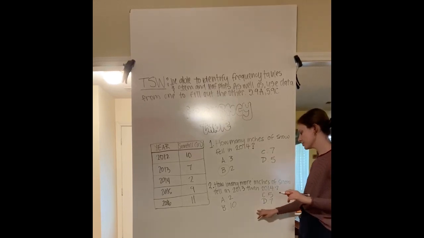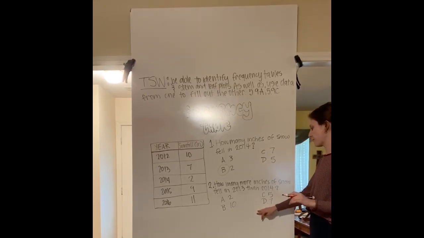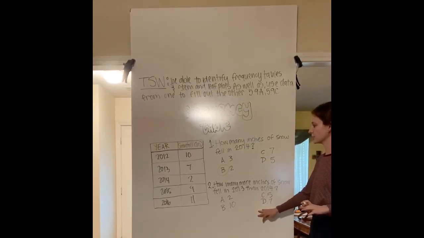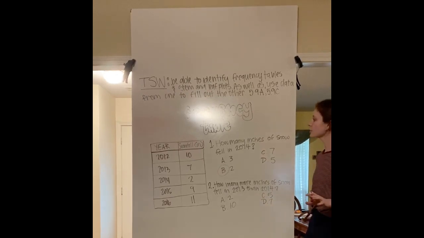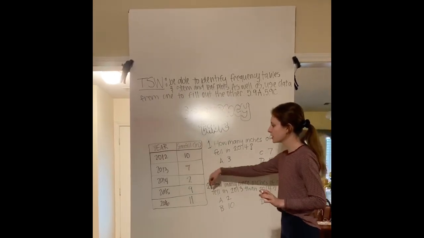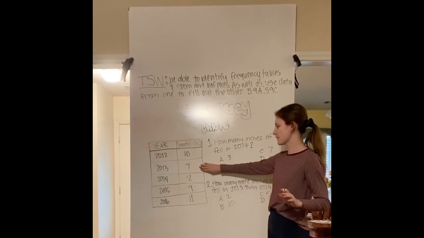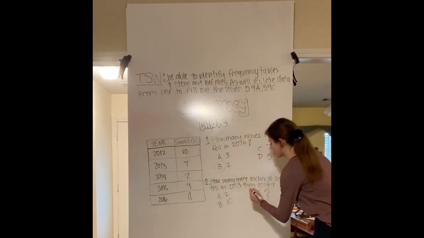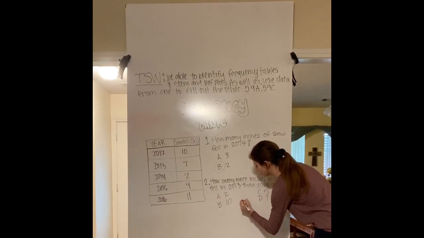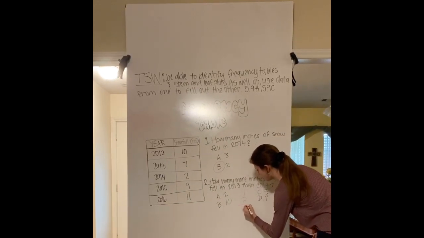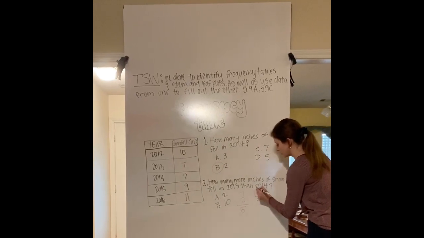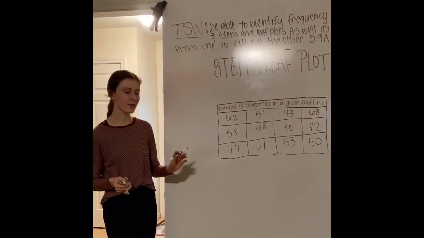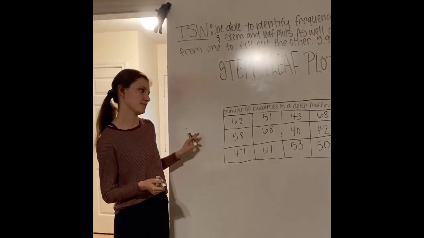And for number 2, how many more inches of snowfall fell in 2013 than in 2014? So let's go back to our frequency table. In 2013 we had 7 inches, and in 2014 we had 2. So 7 minus 2 is 5. Our answer is C.